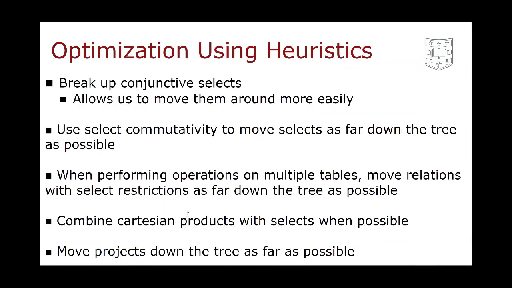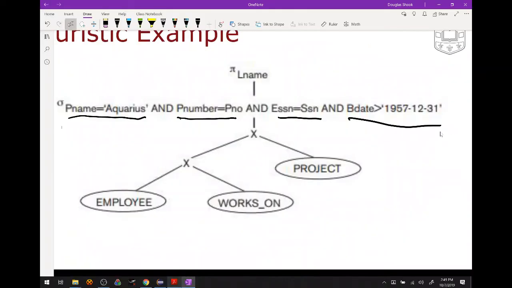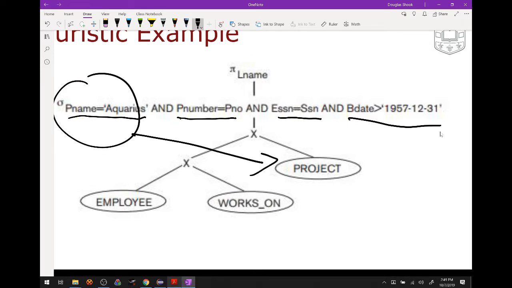Okay? So if I take a look at what the tree looks like after breaking it up, actually step 2 then, that's actually the result of step 2, says move selects as far down the tree as possible. So if I look at the pieces of my select statement here, right? The first one, pname equals Aquarius. So pname is short for project name. And so I'm going to want to take this particular chunk and move it as close to the project table as I possibly can.